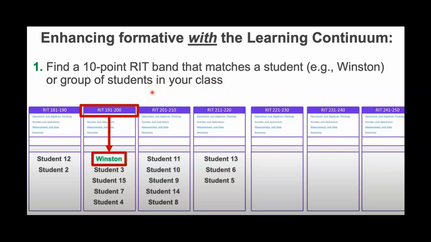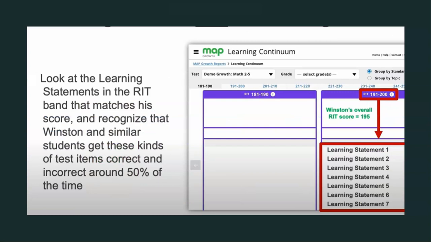So being as the learning continuum falls within 10-point RIT bands, getting a 195, Winston is going to fall in that RIT band of 191 to 200, along with other students that you're looking at in the class. If you see a RIT band, like here we have 221 to 230, it's empty. That just means that no students scored within that 10-point RIT band. So again, at a 195, he's at the 191 to 200 10-point RIT band.